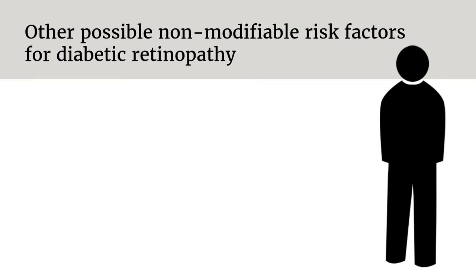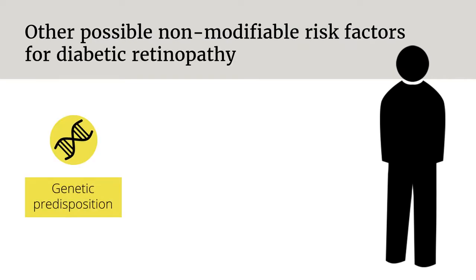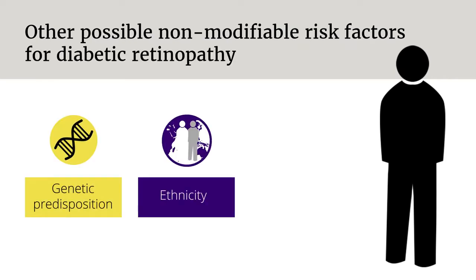Based on the trends found in DR incidence studies, genetic predisposition and ethnicity have drawn considerable interest as possible non-modifiable risk factors for DR. Some patients are also predisposed to severe diabetic retinopathy, even with adequate control.